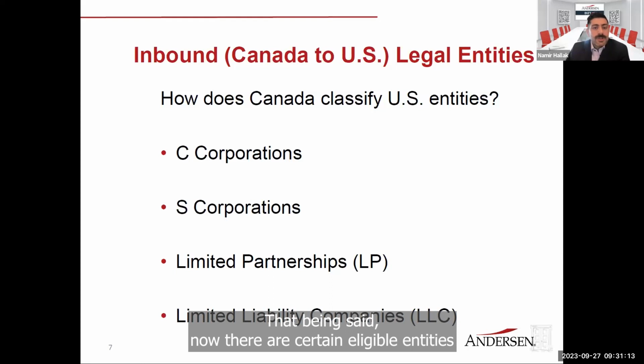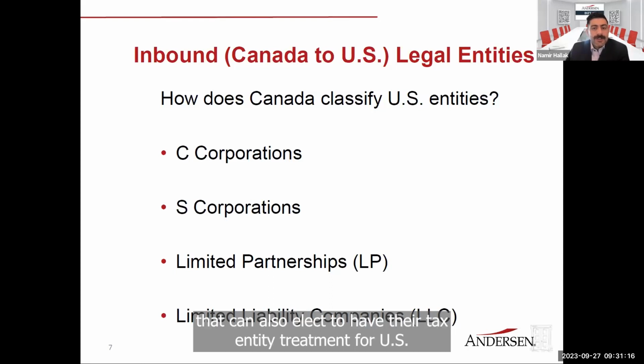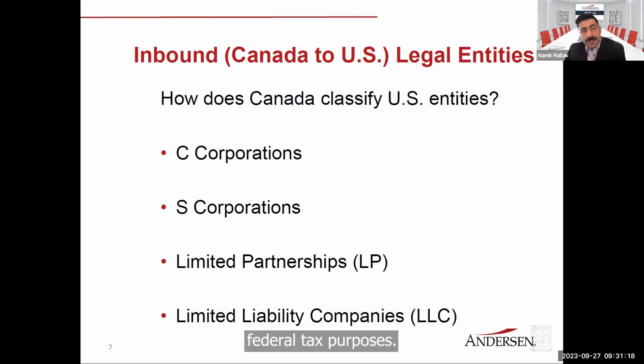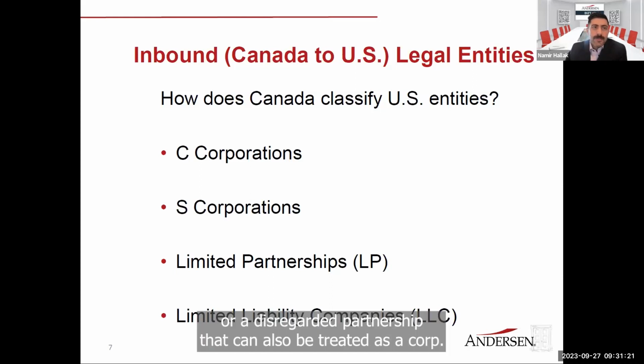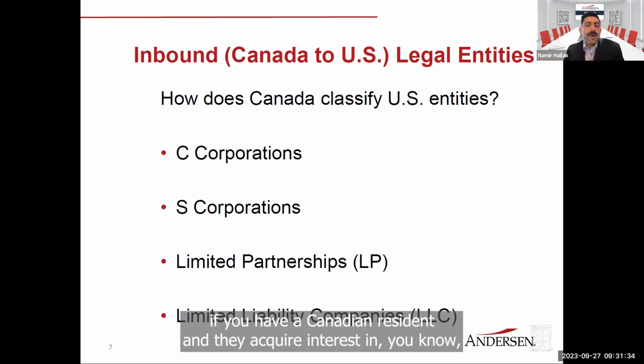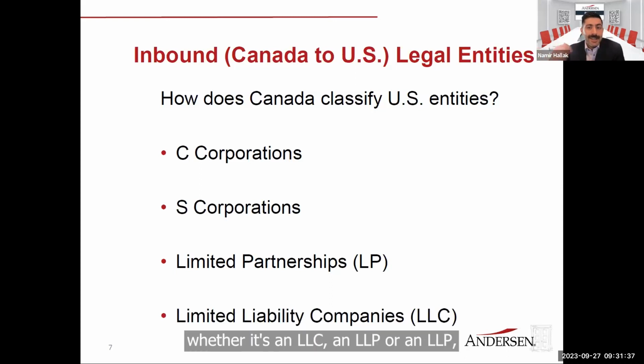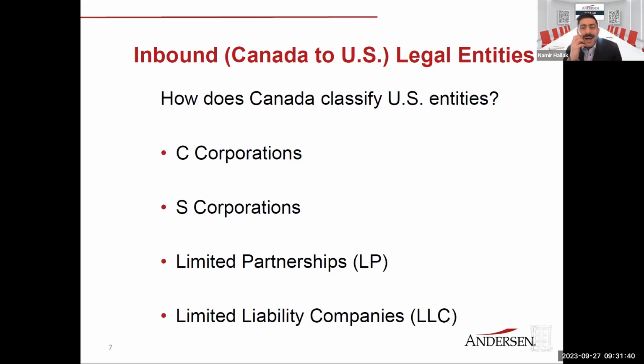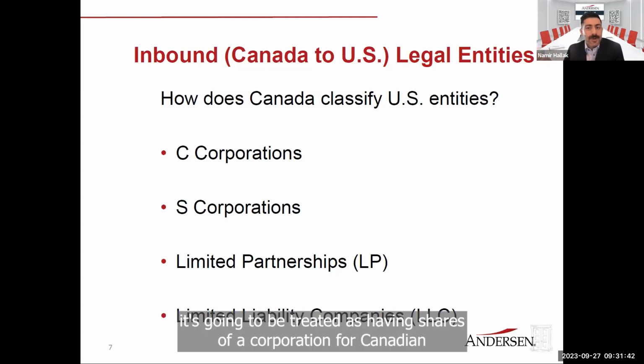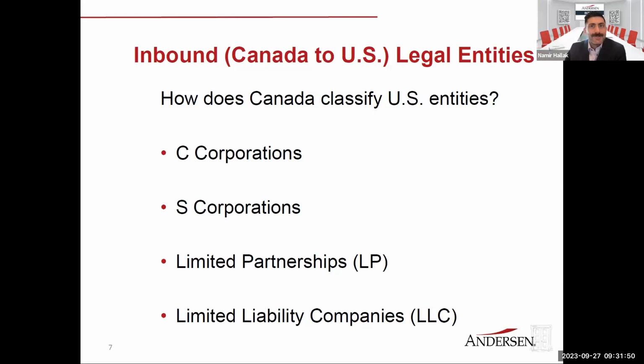That being said, there are certain eligible entities that can elect their tax entity treatment for US federal tax purposes. So you can have an LLC or a disregarded partnership that can also be treated as a corp. Those elections are binding for 5 years. The important takeaway with any of these hybrid entities is that if you have a Canadian resident who acquires an interest in an LLC, an LLP, or an LLLP, it's going to be treated as having shares of a corporation for Canadian income tax purposes, unless it elects to be treated as a corp for US tax purposes. So you have that mismatch.